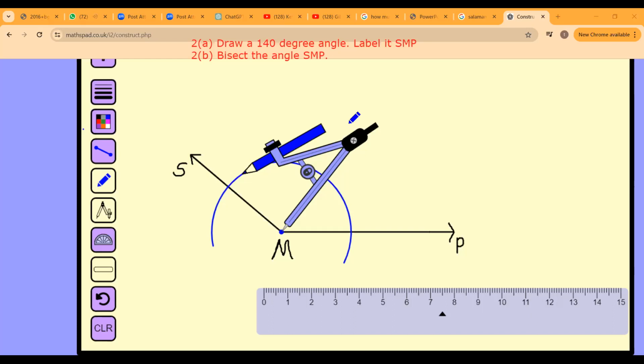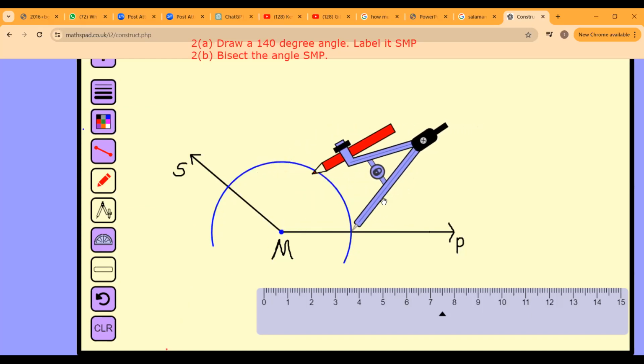So like you said, Samantha, we're gonna draw an arc, cutting both rays, this ray MP and this ray SM, right? What are we gonna do next? Then we're gonna go on the MP line right there, where this arc intersects the ray MP, and draw another arc on top of the first arc. Very good. An arc on top of another arc.